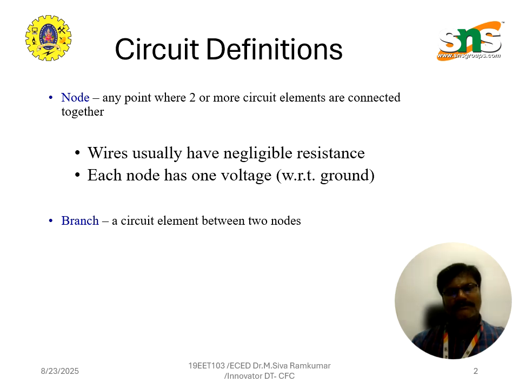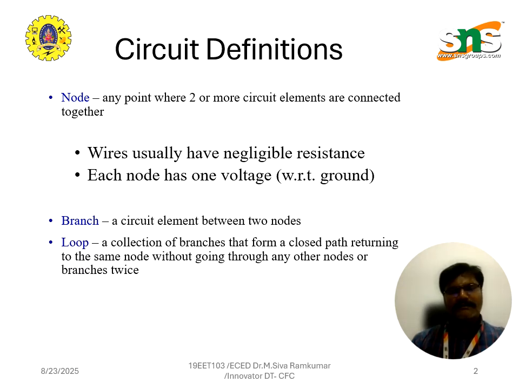A loop is a closed path in a circuit starting and ending at the same node without crossing any element more than once. For example, in a circuit with a voltage source, a current source, and three resistors, we can identify three nodes, five branches, and three loops. Recognizing this is the first step before applying Kirchhoff's law.